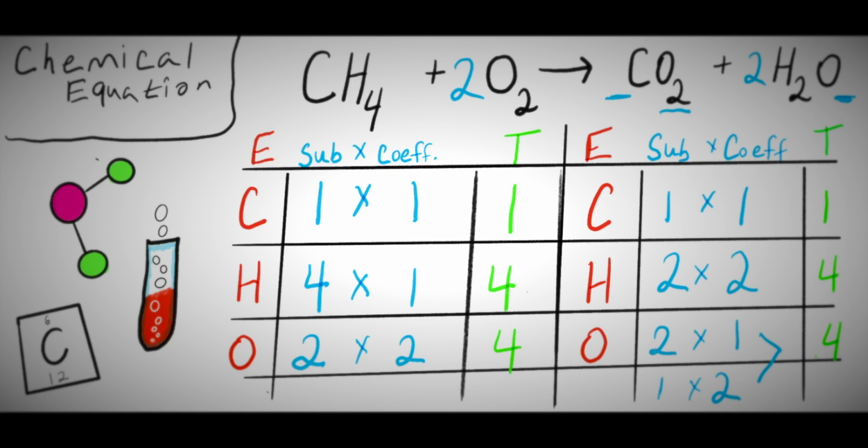Now that I have the same totals on both sides for each element, I can say that this equation is balanced. So the balanced equation would be CH4 plus 2O2 yields CO2 plus 2H2O.